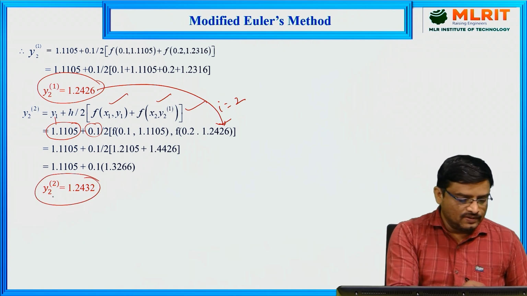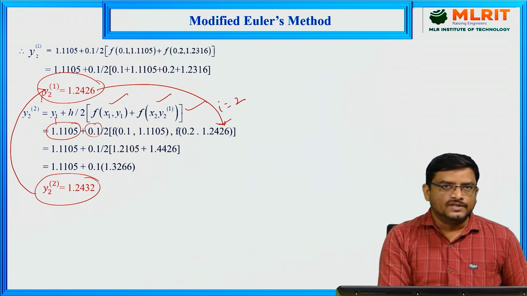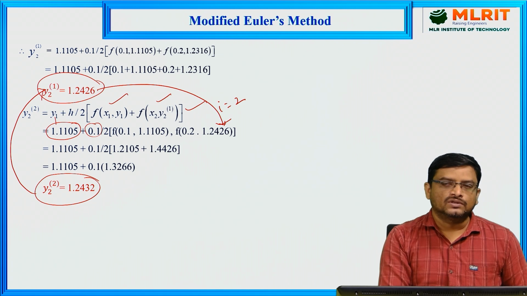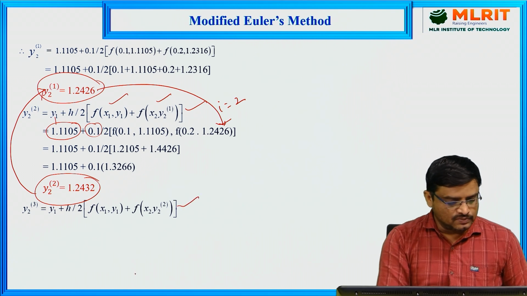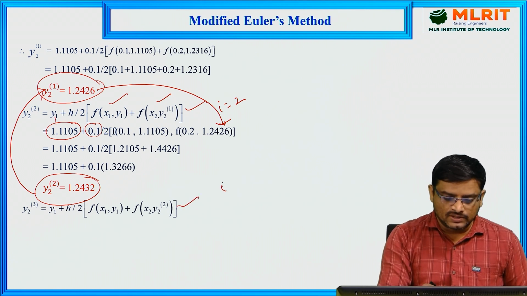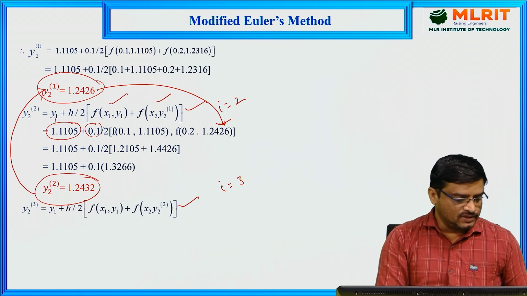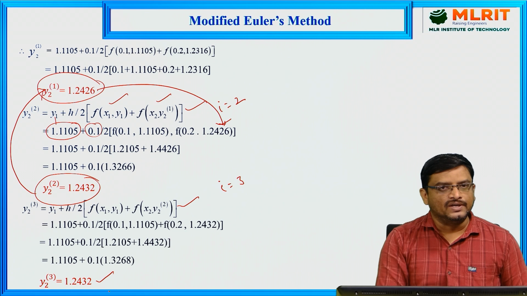Once you observe this second approximation and the first approximation, after the decimal point only 2 digits coincide. The third and fourth digits do not coincide, so you go for the next approximation. For the third approximation, you substitute i equal to 3 in the standard formula and substitute the values. You will get the third approximation of y2 equal to 1.2432.